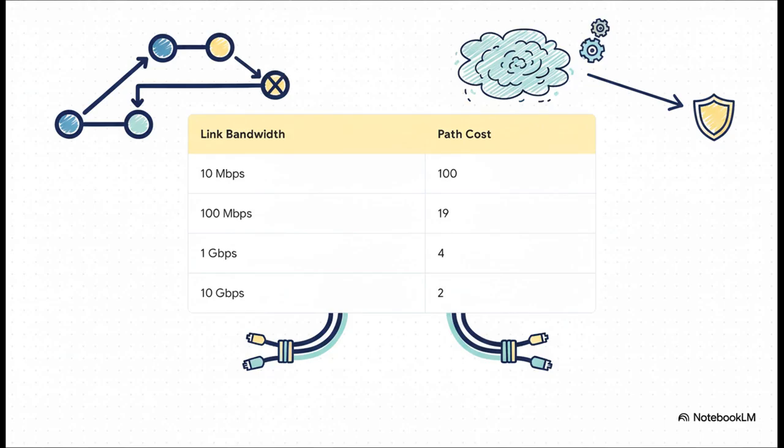So, a really fast 10 gig link has a tiny cost of 2, while an old, slow 10 megabit link has a huge cost of 100. STP will always pick the path with the lowest total cost. Think of it like golf. Lowest score wins.